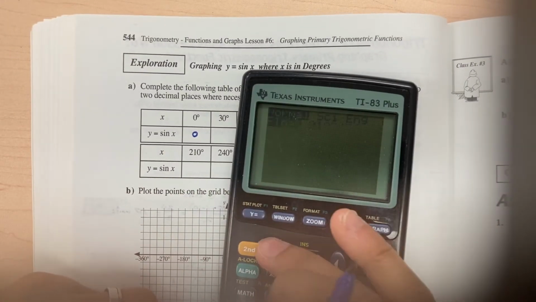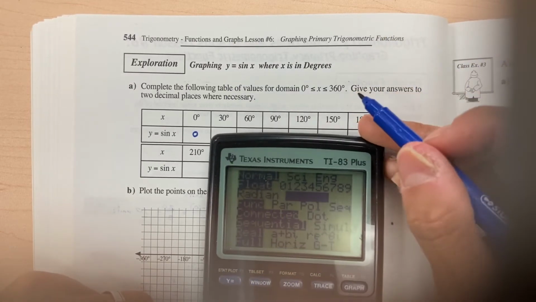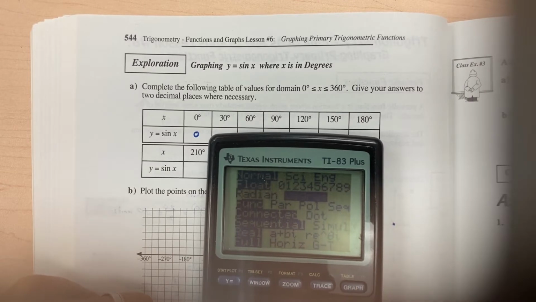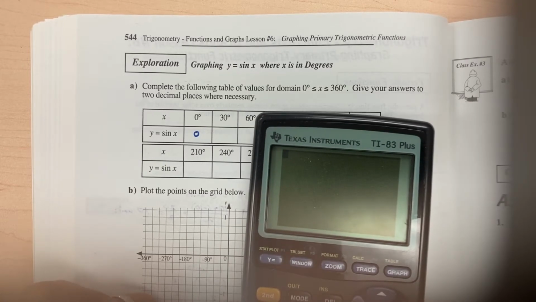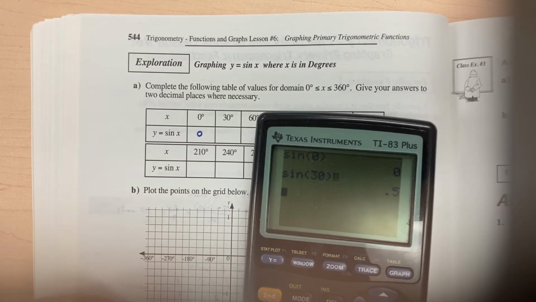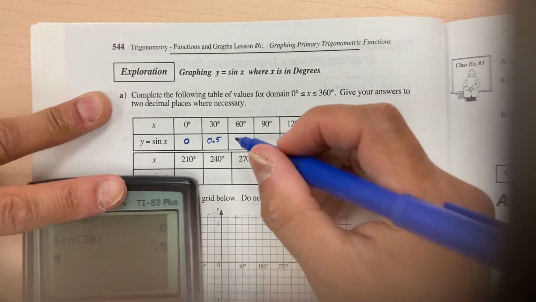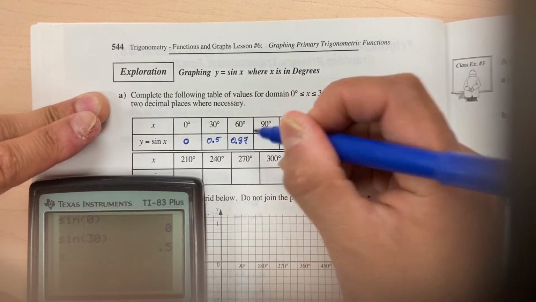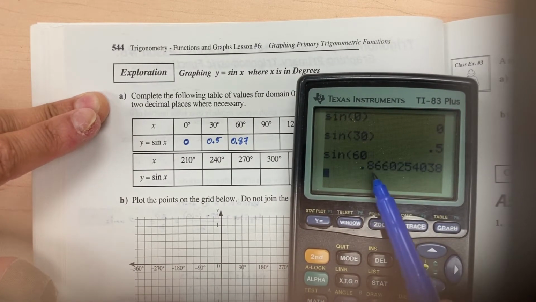We need to make sure your calculator is in degrees, because this question is in degrees. So you go to mode and shift over to degrees, clear. Now I'm going to type in things like sine 0, and you get 0. Sine 30, you should get 0.5. Sine 60, you should get 0.866, but we want to round to the nearest 2 decimals, so 0.87.